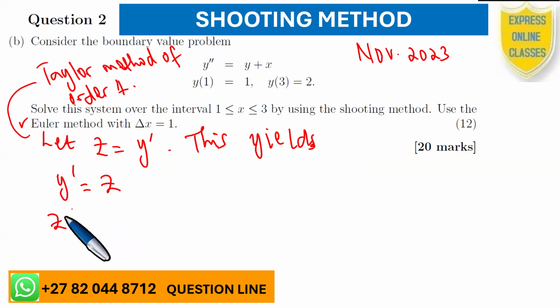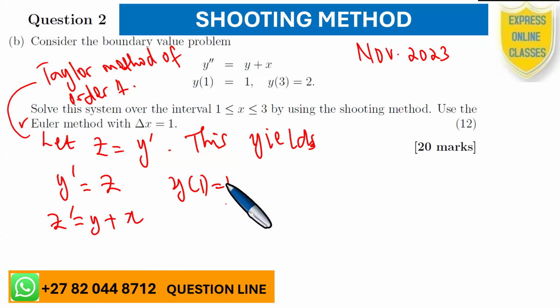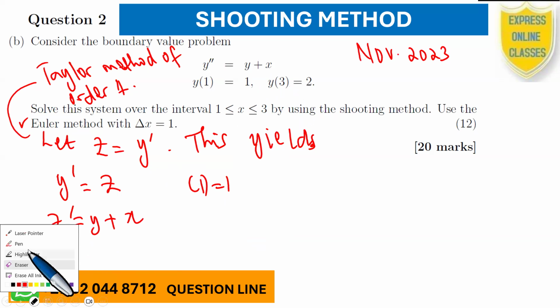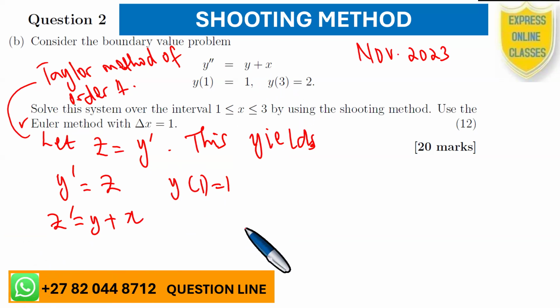So that Z prime is Y, and our X is also put there as well. Simultaneously, we have Y at 1, which is 1. Just getting familiar with this method here. Some of these questions do not look very different at all. Right, so Y at 3 is 2.